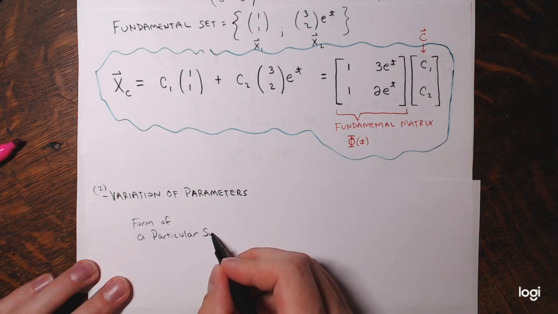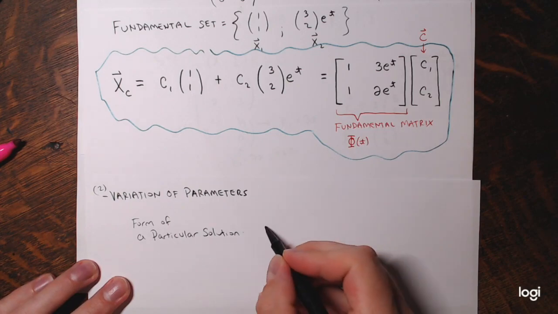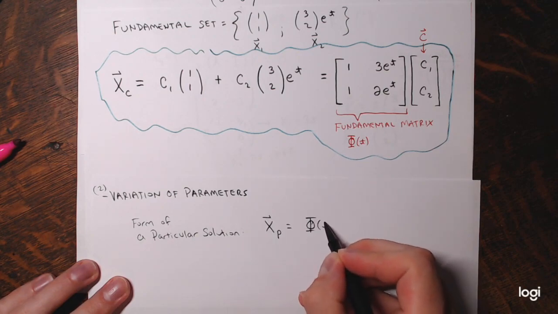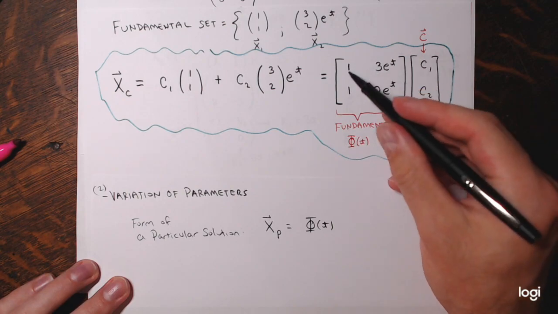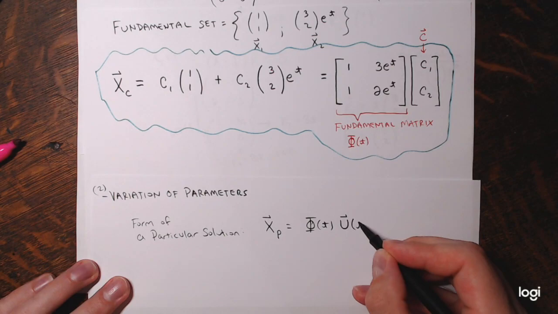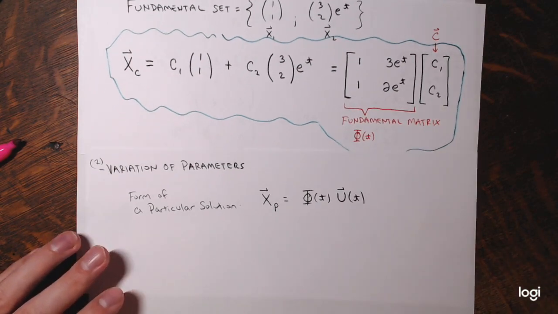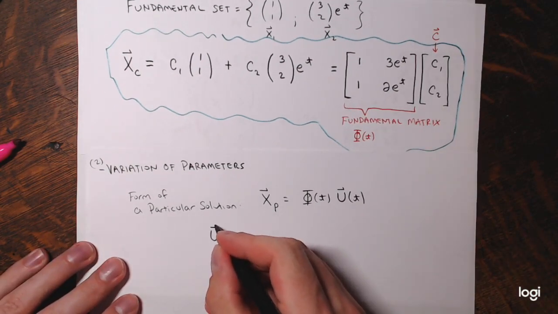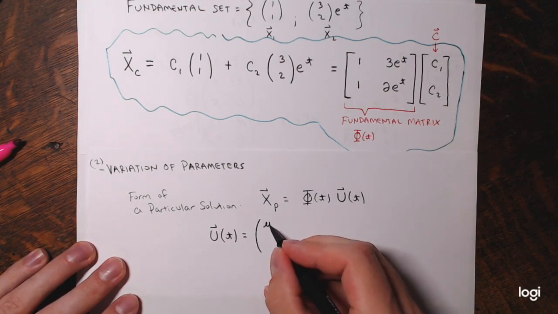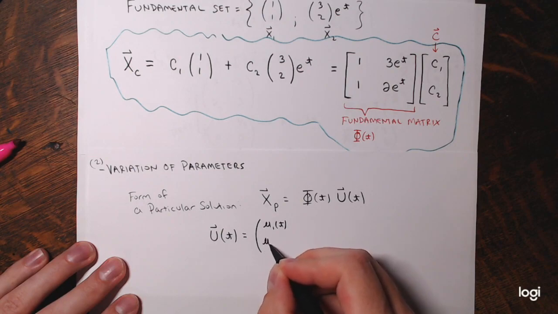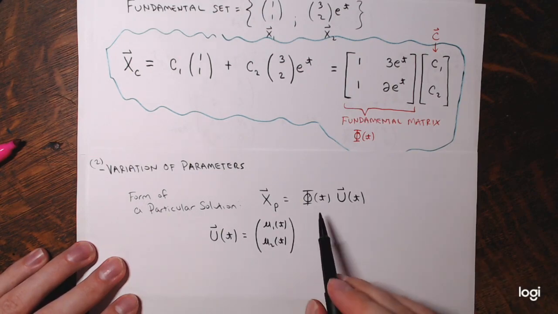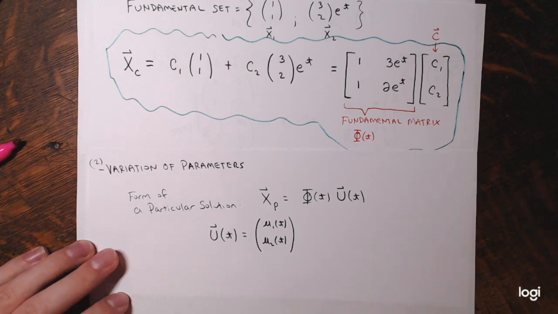So the form of a particular solution will be the following: xp equals phi of t, our fundamental matrix, so this one again, times u of t, where u of t is again some vector with functions u1 of t, u2 of t. All right, and there we go.